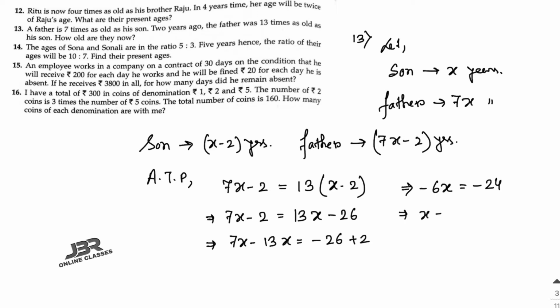So that means x equal to, here minus minus cancel out, x equal to 4. Okay, because 4 sixes are 24. Okay, so here x equal to 4. Now how old are they now? Okay, that means here age of his son, 4 years, and age of his father, that one equal to 7x, that means 7 into 4, so 28 years as your final answer.